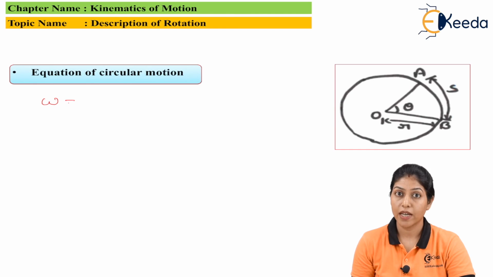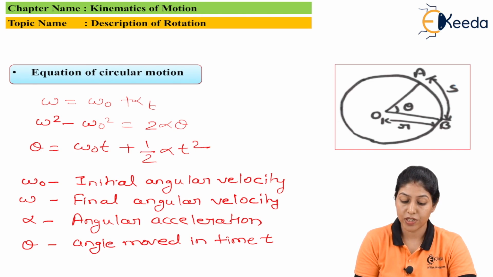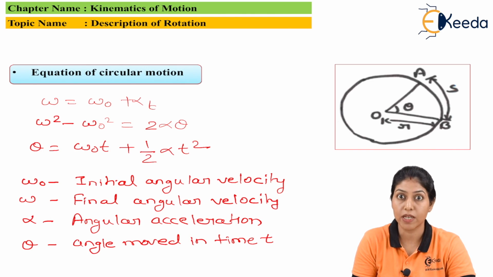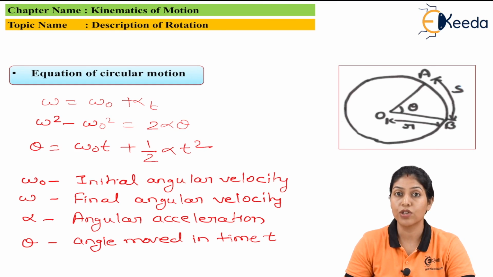Now here I am going to define different equations of the circular motion. These equations are related to angular acceleration, angular velocity and angular displacement only. These are three equations based on the rotation of the particle along a circle. They are omega equals omega naught plus alpha t, omega square minus omega naught square equals 2 alpha theta, and theta equals omega naught t plus half alpha t square, where omega naught is the initial angular velocity of the particle, omega is the final angular velocity of the particle, alpha is considered as the angular acceleration, and theta is the angle moved in time t. So this is the description of the equations of circular motion.